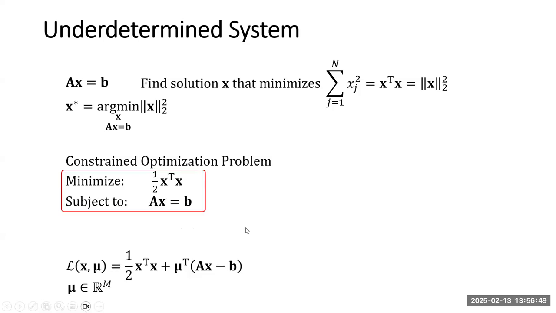In terms of vectors and matrices, this is what I have. Minimize half x transpose x subject to ax equals b, or ax minus b equals 0. And so this is our Lagrangian: objective function plus mu transpose times the constraint, Ax minus b equals 0.